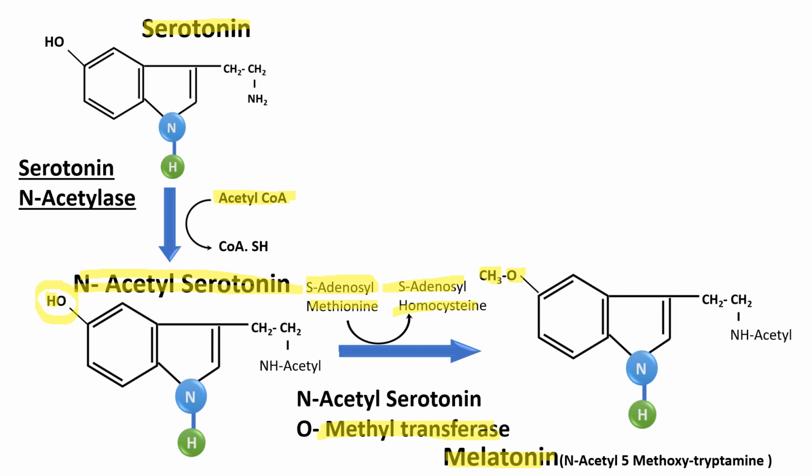Here you can see it is also called N-acetyl 5-methoxytryptamine. Another name for melatonin is N-acetyl 5-methoxytryptamine. So this is how you get melatonin from serotonin. This is the serotonin melatonin pathway.